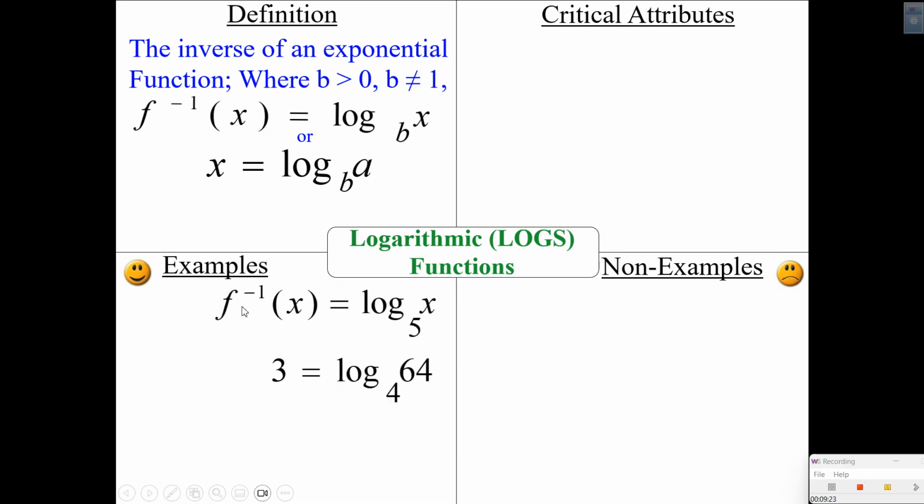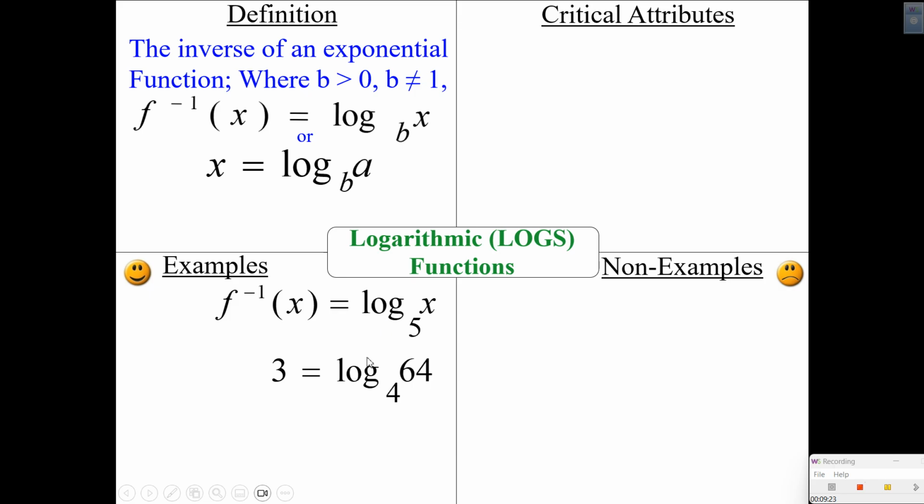Examples. F inverse of x equals log 5 of x. 3 equals log 4 of 64. Copy that, please. So once again, these are examples, and Caesar said that it's obvious that they are logarithmic functions because of what? How do we know these are logarithmic functions? Yeah, because of the word log in it. That is correct.